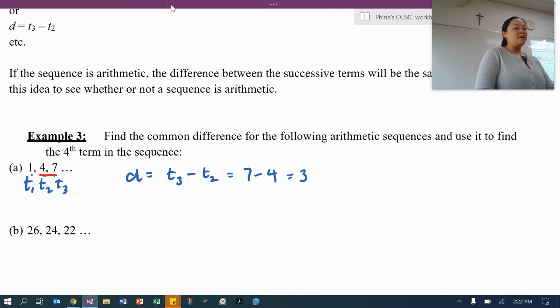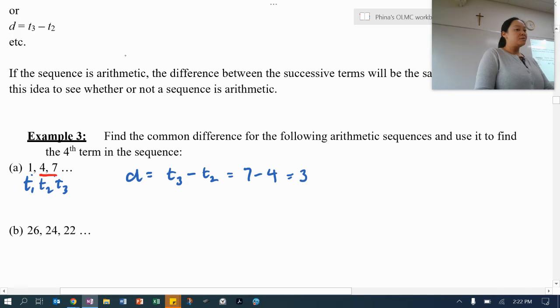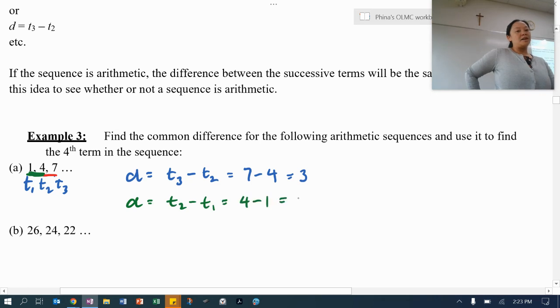I always say you should do it more than once, because it'll happen once, but it needs to happen more than once, is what I'm trying to say. So we will also do 4 and 1 because they're next to each other. So T2 minus T1, which is 4 minus 1. Can you see that the common difference is the same?